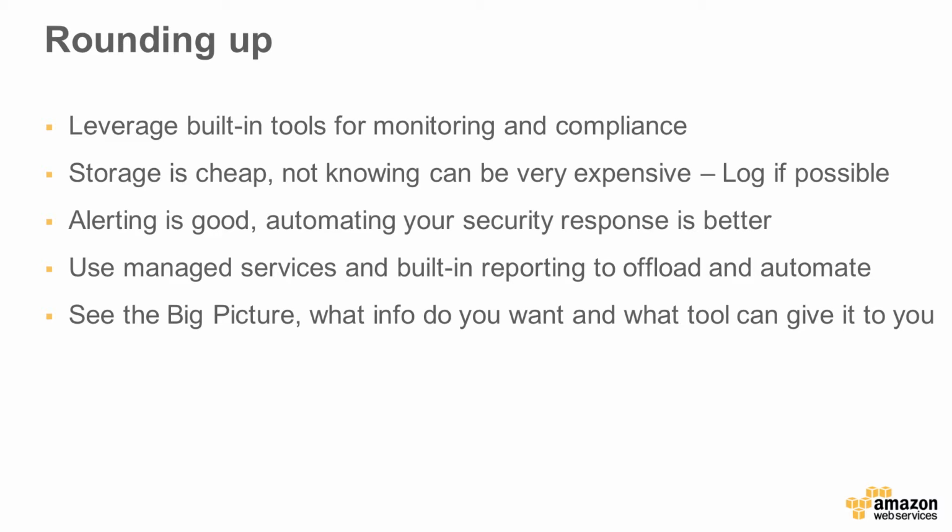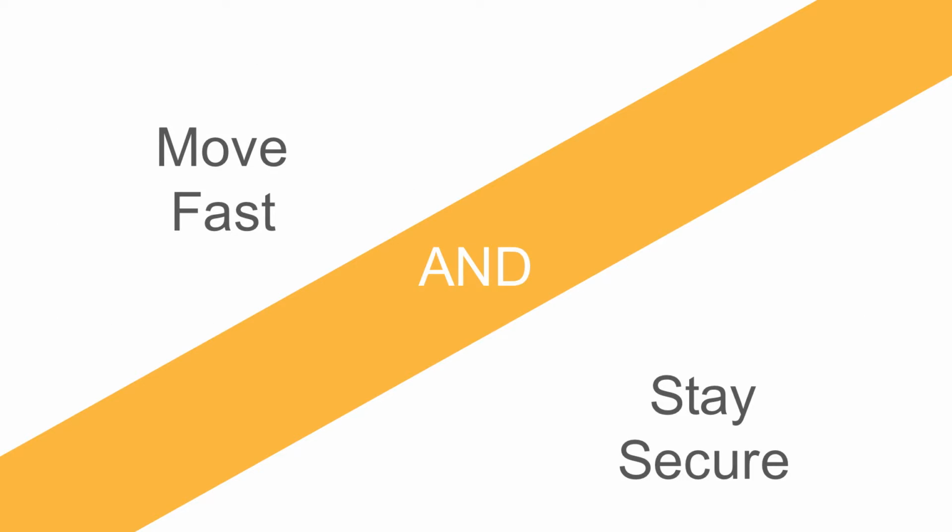So I just want to round up in the interest of time. Leverage all these built-in tools if you're not already. Turn on CloudTrail, play with CloudWatch Logs, look at Elasticsearch. They're very economical to play with, and maybe you fall in the free tier if you're not used to them. Use managed services like Elasticsearch, so you don't have to set up your own clusters and all that. And see the big picture: what info you want and what tool can give you that. So, lastly, move fast and stay secure. Thank you.